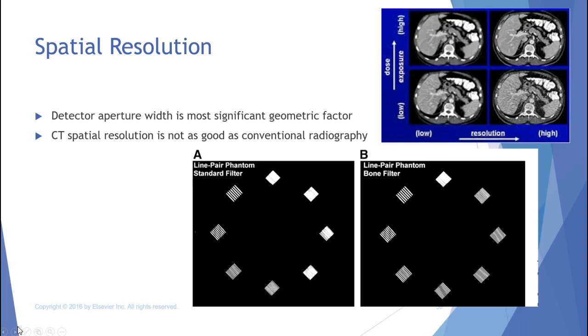Okay, the detector aperture width. So that's just the width that you program the CT scanner to use. Okay, this is the most significant geometric factor of spatial resolution or detail. Okay, CT spatial resolution is not as good as conventional radiography. I think with the technology the way it is now, you can make it really good. So that's debatable. Okay, so the pictures up here on the top right are just showing how dose affects your resolution. Okay, and it's the same with X-ray, so I don't see a big difference there.